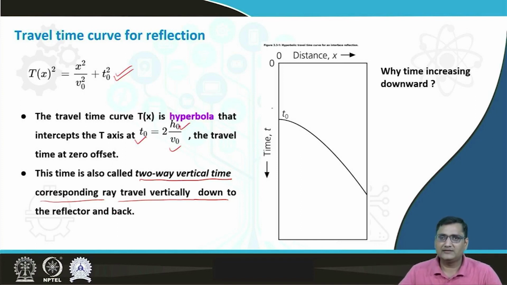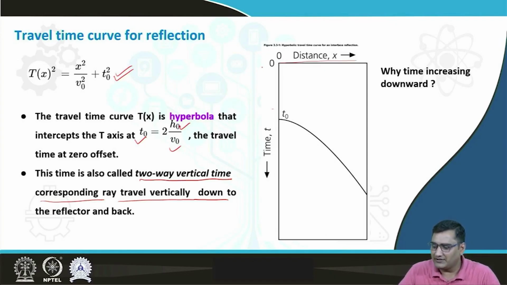Now, if you look at this particular diagram, we have kept the distance on the top, where the distance is increasing from left to right, and it is also known as offset distance, that means the distance between source and the receiver. And the y-axis is basically representing the two-way travel time for the ray of reflection between source and the receiver. And we have kept the time increasing downward. Why? Because we want to see the reflectors that are at a deeper depth from the top of the surface.